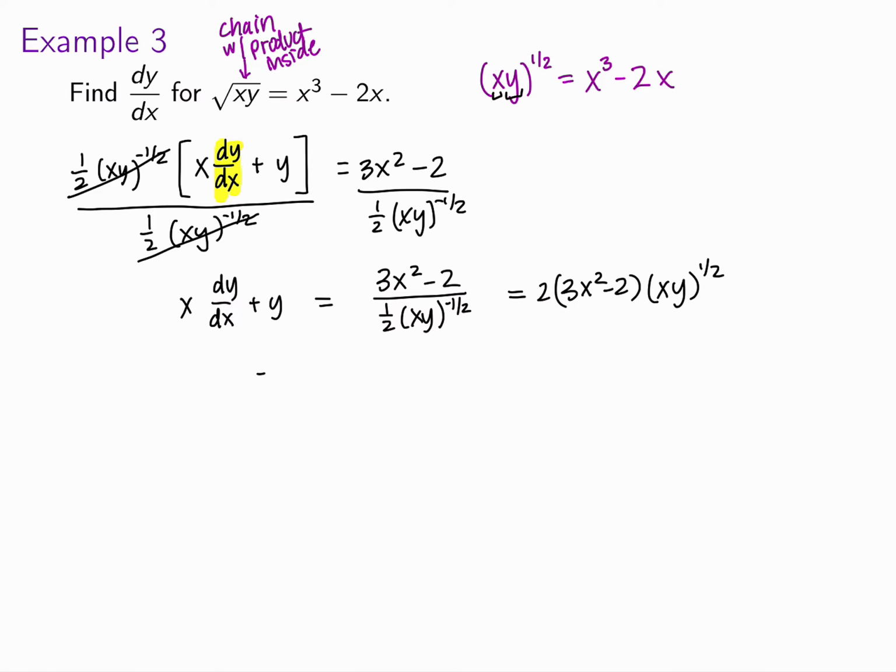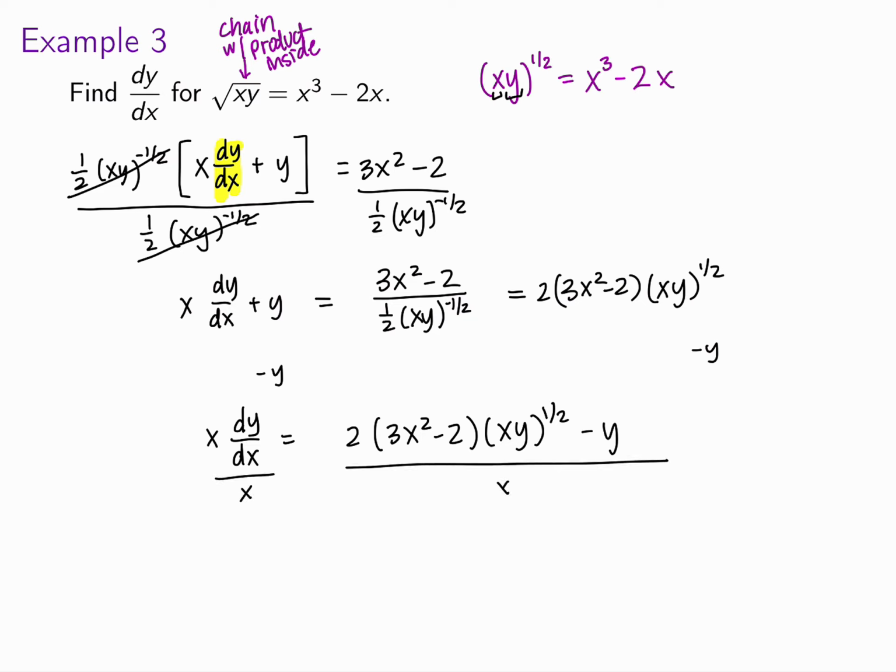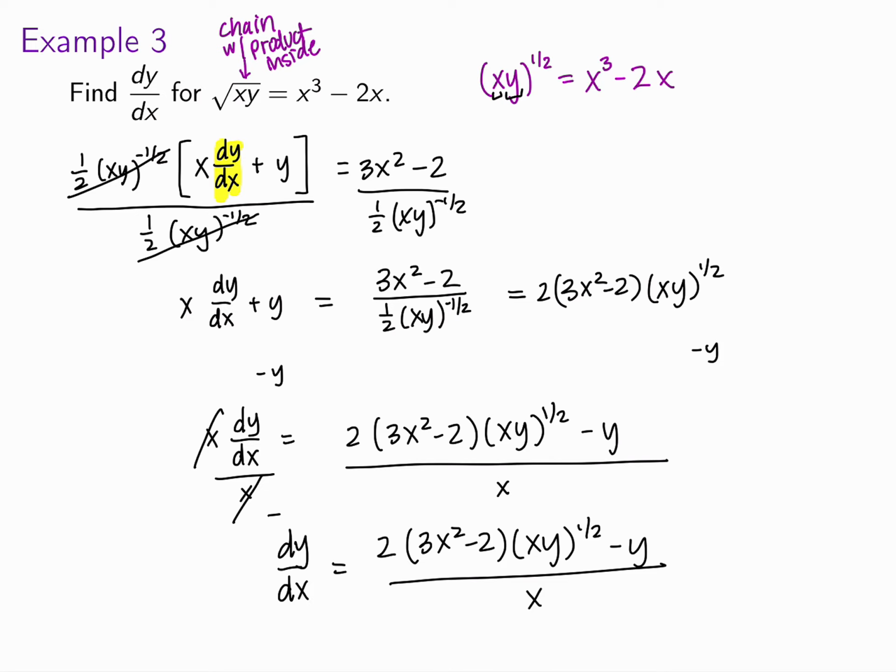So now what do I need to do? I need to subtract that y from both sides. So I have that x dy/dx is equal to 2 times (3x squared minus 2) times (xy) to the half. And again, I'm using that more cleaned up version. And then I subtract y. Again, I want to get dy/dx by itself, so I'll just divide both sides by x. And those cancel, and I have dy/dx equals 2 times (3x squared minus 2) times (xy) to the half minus y, all over x.